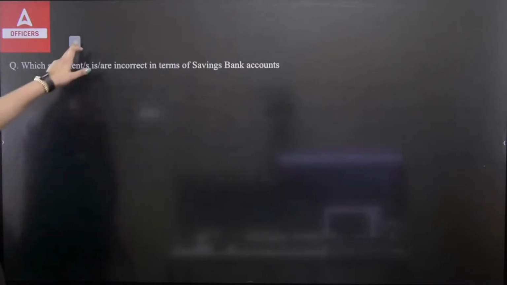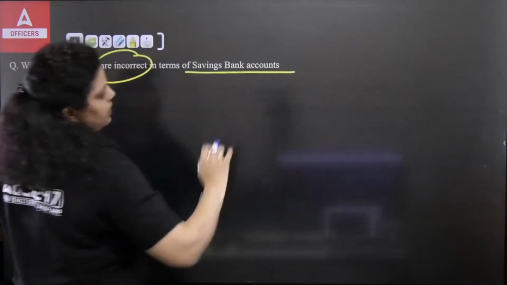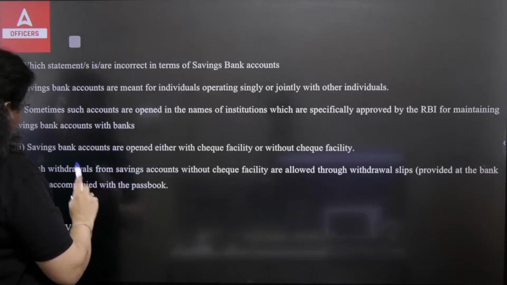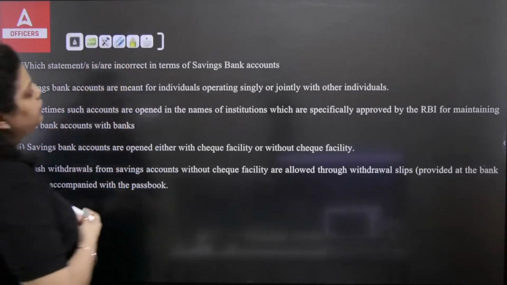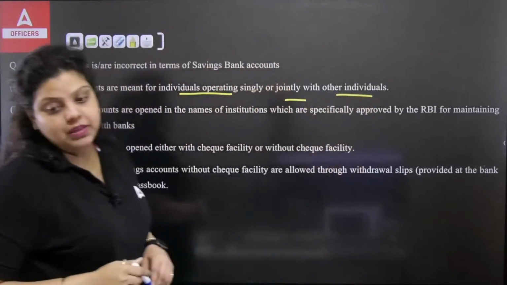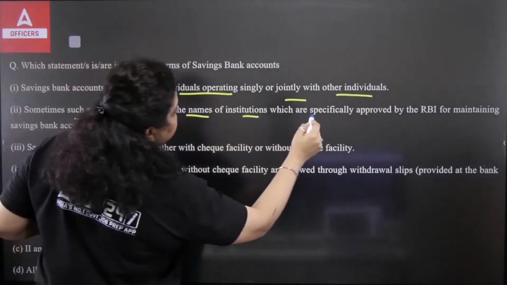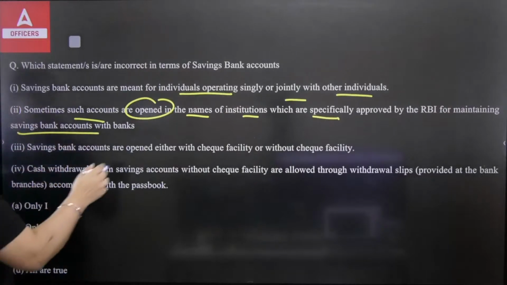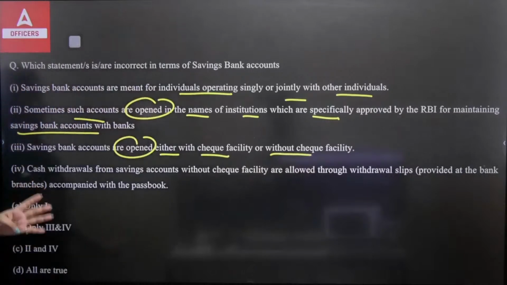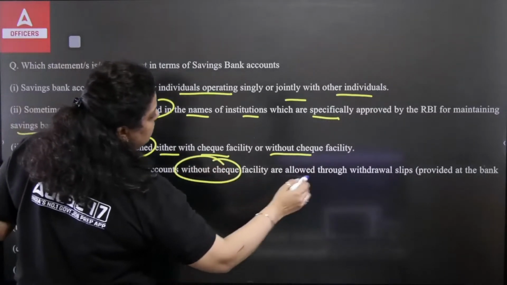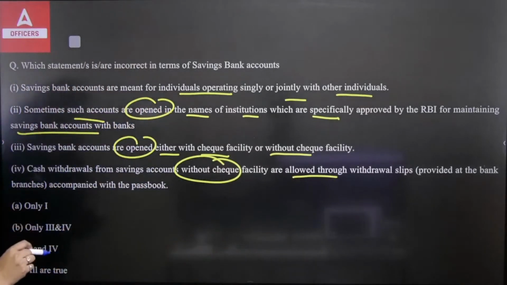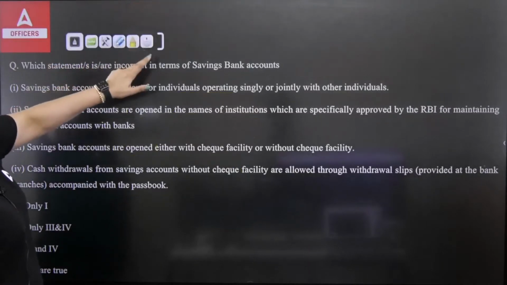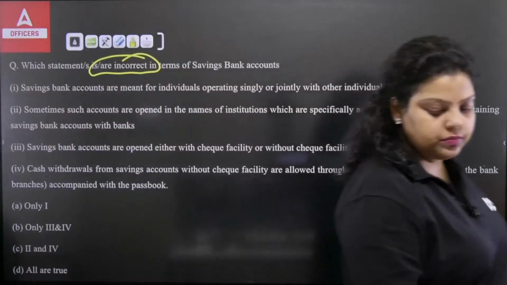Now, which statement is incorrect about the savings bank account? We have these options. First: savings bank accounts are meant for individuals operating singly or jointly with another individual. Second: sometimes such accounts are opened in the names of institutions specifically approved by the RBI for maintaining savings bank accounts with the banks. Third: savings bank accounts are opened either with cheque facility or without cheque facility. Fourth: cash withdrawals from a savings account without cheque facility are allowed through a withdrawal slip provided at the bank branch, accompanied with the passbook. Clear? These are the 4 statements in front of you, and the question is asking which of them is incorrect about the savings bank account. Let me know.